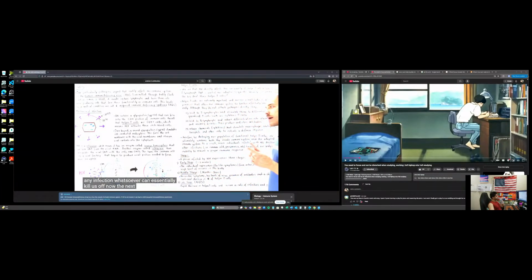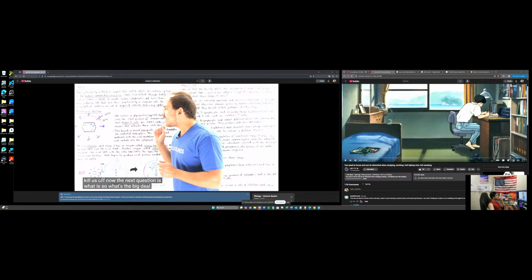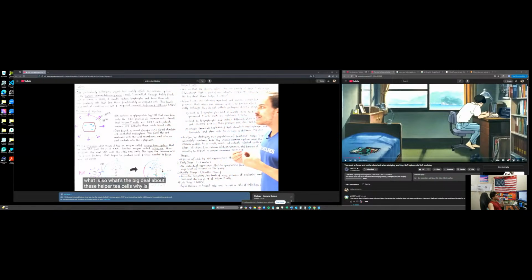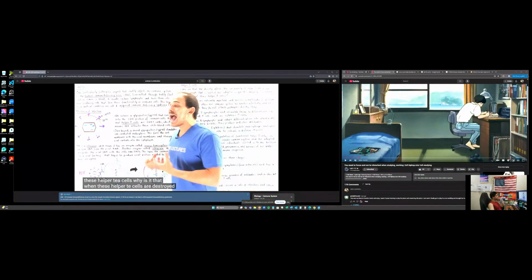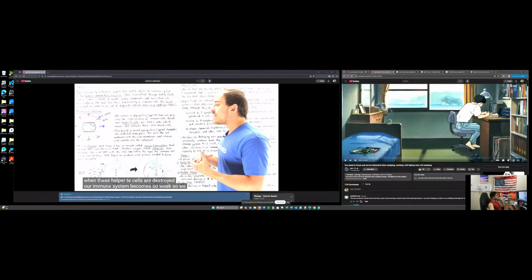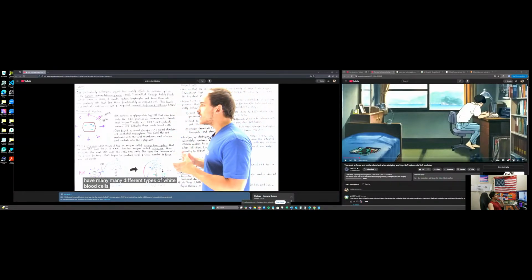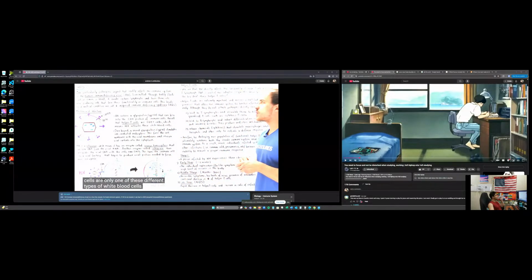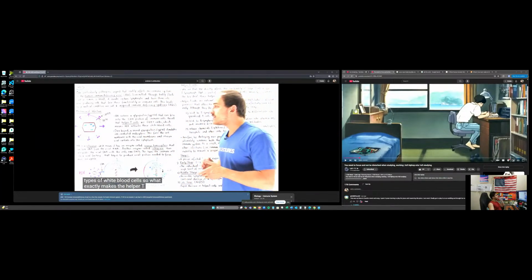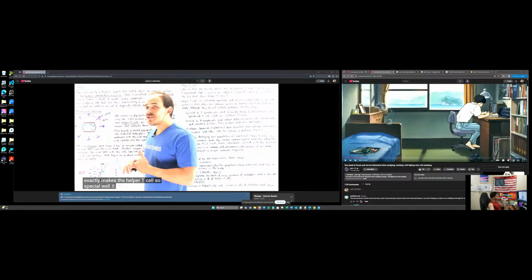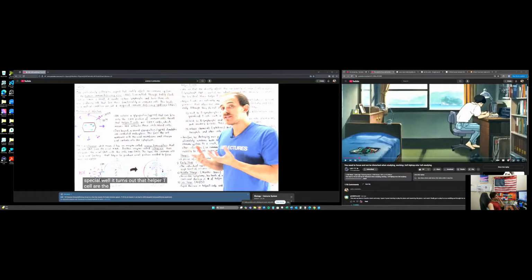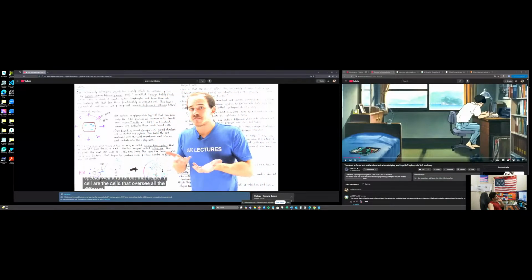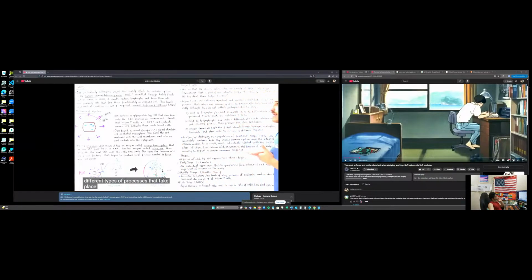Now, the next question is, what's the big deal about these helper T cells? Why is it that when these helper T cells are destroyed, our immune system becomes so weak? So we have many different types of white blood cells in our body, and helper T cells are only one of these different types of white blood cells. So what exactly makes the helper T cells so special? Well, it turns out that helper T cells are the cells that oversee all the different types of processes that take place inside our immune system, and they essentially allow that immune system to function effectively and efficiently.